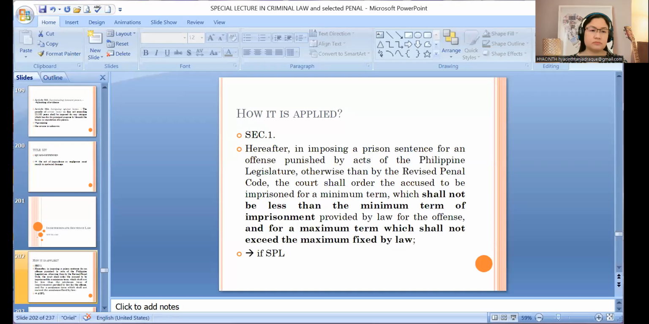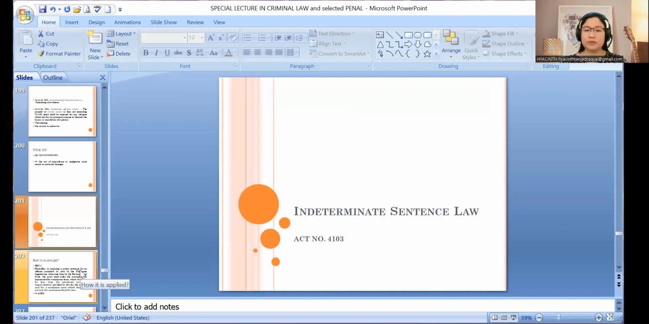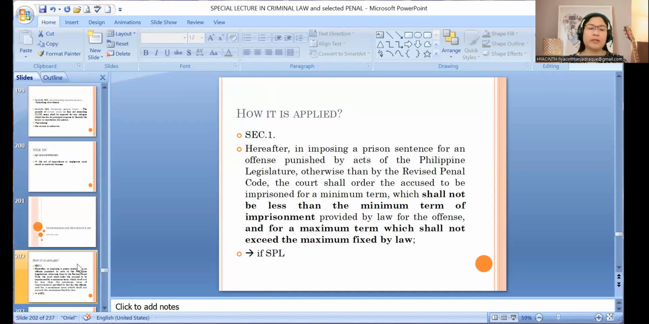Good day, everyone. Our topic for today is the law on indeterminate sentence. So under Act number 4103, how is the law applied?